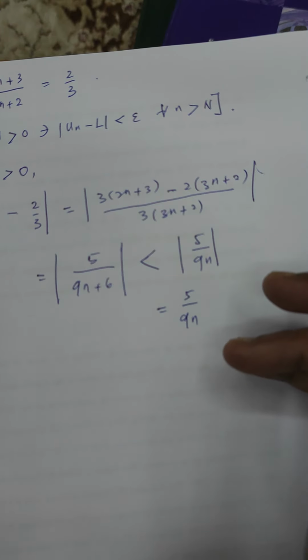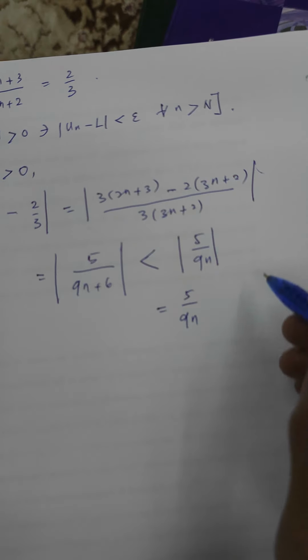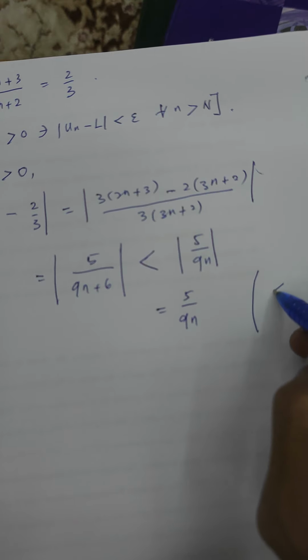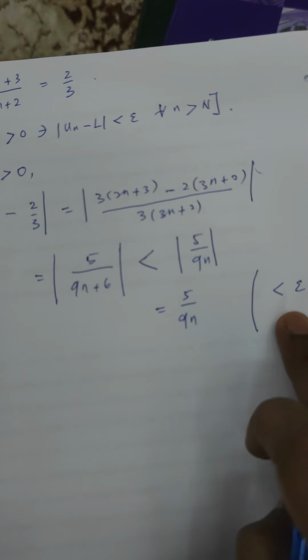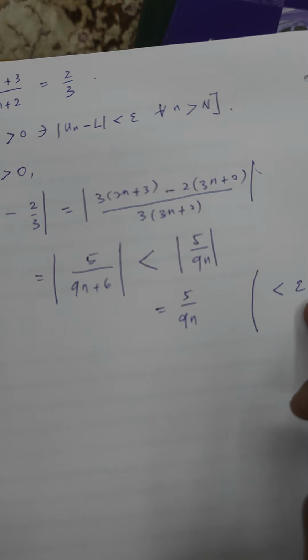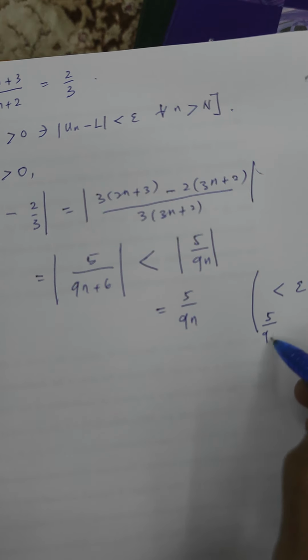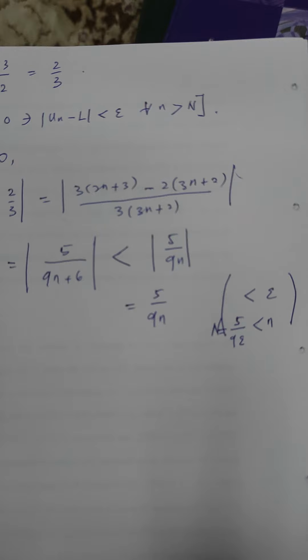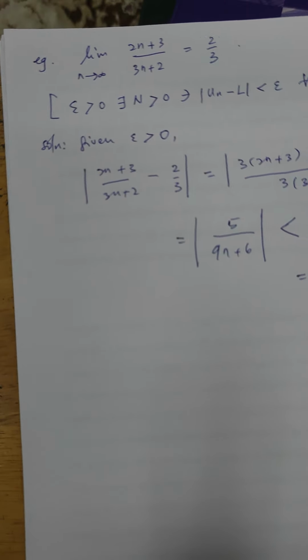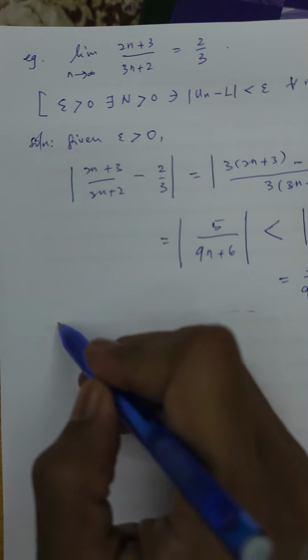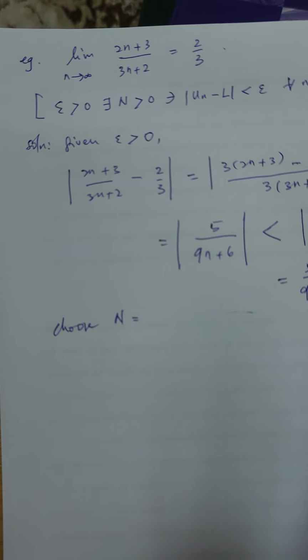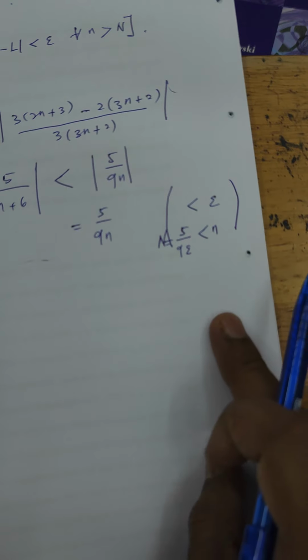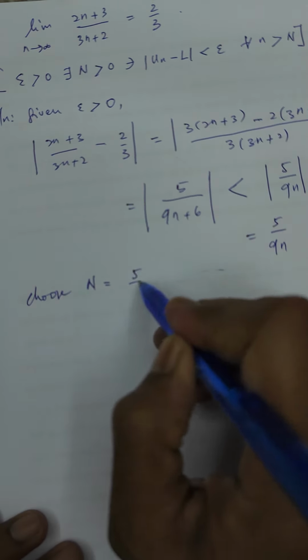Okay, then from there you can choose what capital N is. The purpose is we want to make it less than epsilon. So in this case we can choose n greater than 5 over 9 epsilon, and then this is our capital N. Now we can choose our N from that part here. So choose N equal to 5 over 9 epsilon.